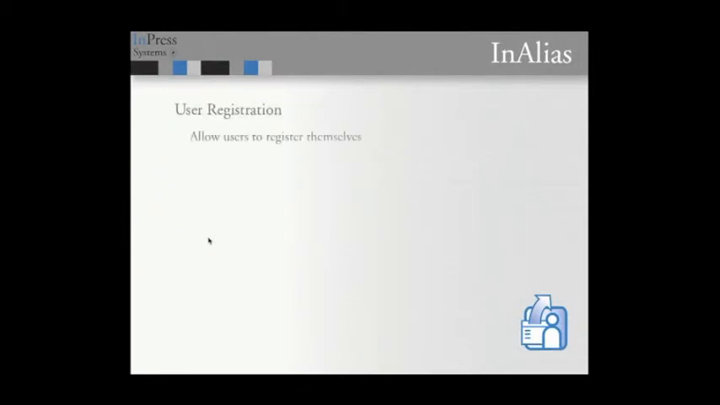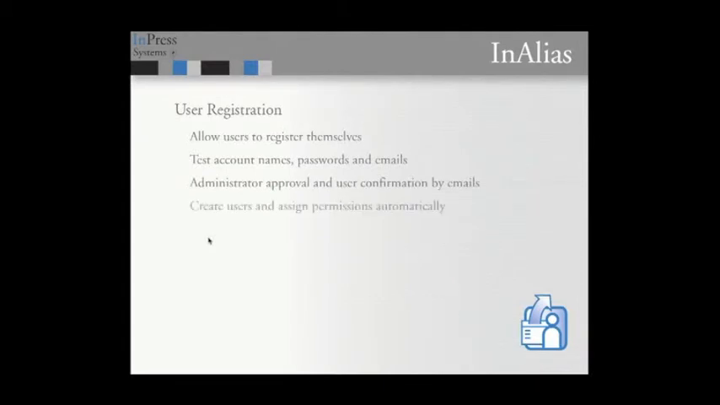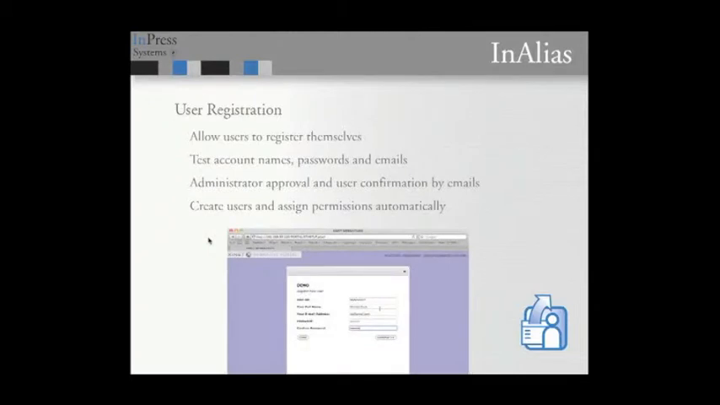The user registration process is set up in the way where we allow the users to register themselves. We can test the names given, the passwords, and the emails. And we can add administration approval and user confirmation by emails. The users are created and all the permissions are assigned automatically. And you basically use a form like the one on this little screenshot to register your users.